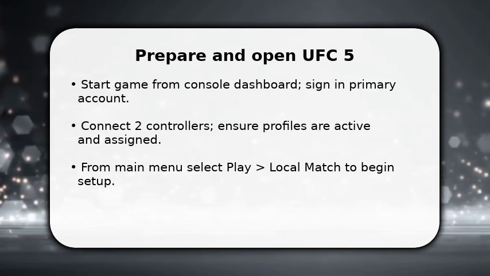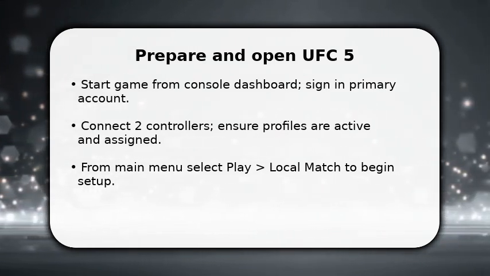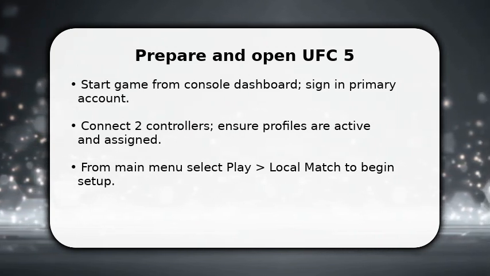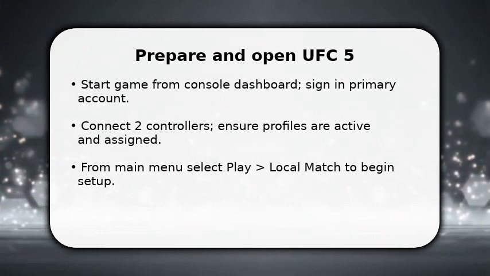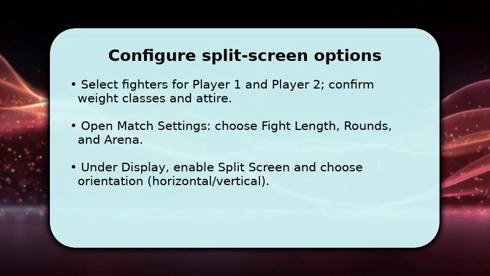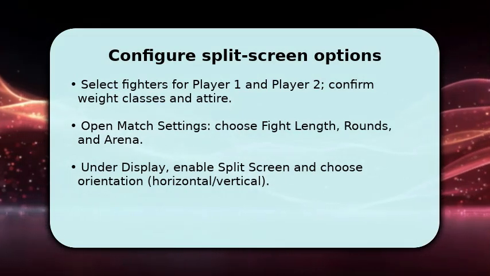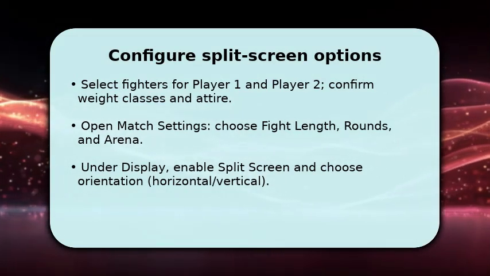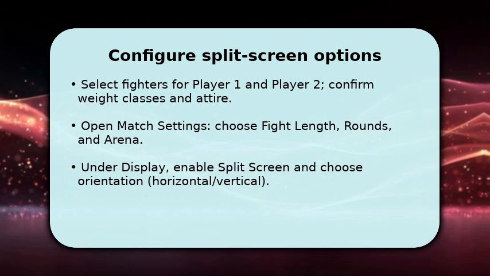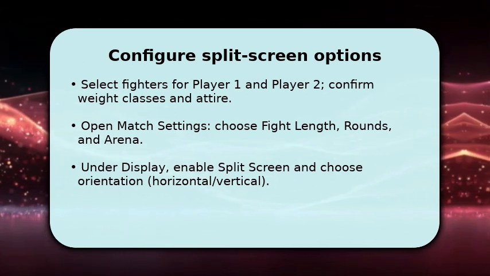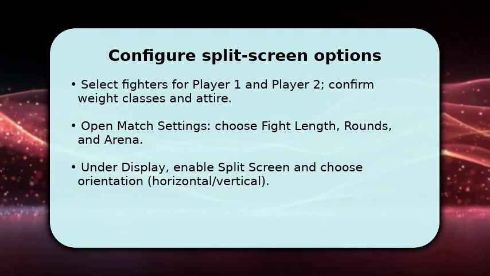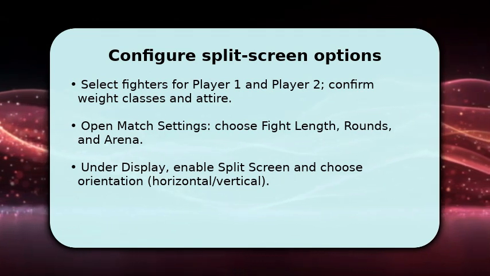This first action triggers the split screen options and readies the match lobby so you can configure fighters, rules, and display preferences. You now choose fighters for both slots, pick their weight classes, and customize gear if desired. Once fighters are set, go into match settings to define round length, number of rounds, and arena. These affect loading and HUD spacing.